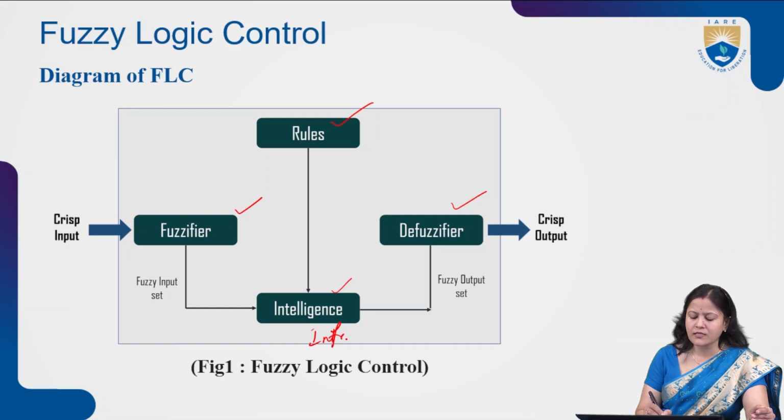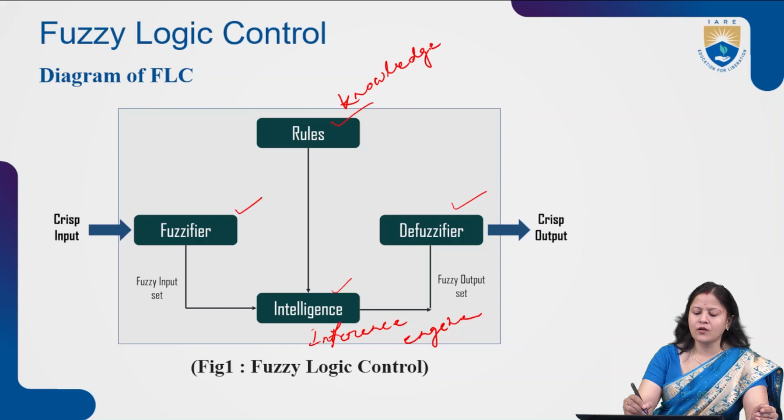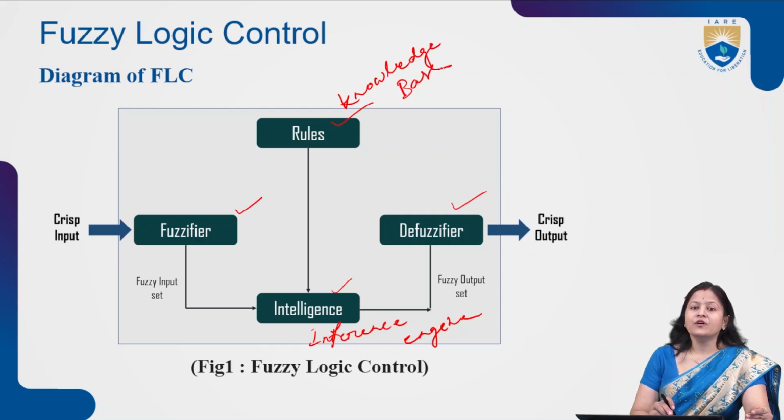This is called the inference engine, and this is called the knowledge base, right? So what is the meaning of this fuzzifier module?